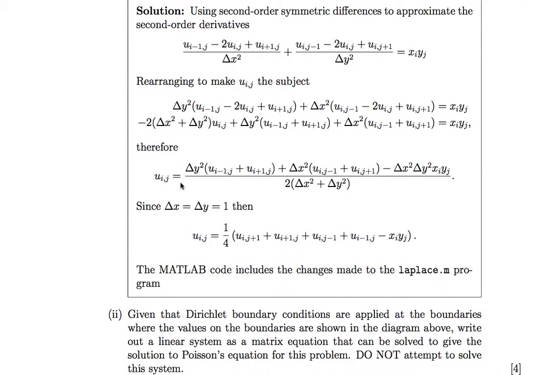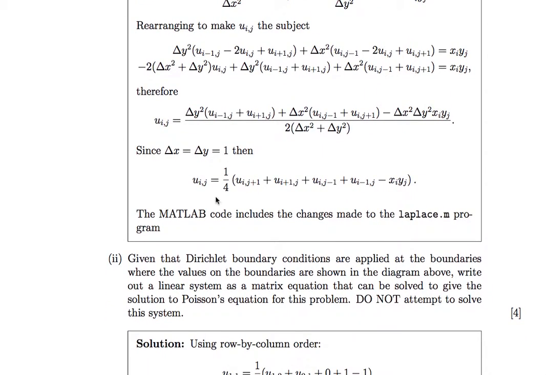And as I previously mentioned, delta y and delta x are 1, and this simplifies down to this. Okay, so essentially it's a quarter times the sum of the nodes to the north, south, east and west, minus the x coordinate multiplied by the y coordinate.